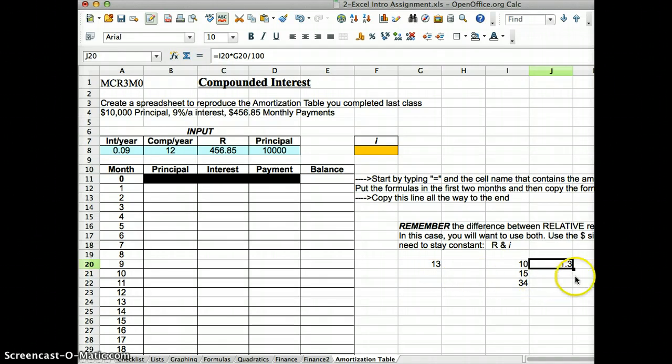If I drag this down, it's going to give me 0 because this cell is looking at I21 times G21. So I21 is 15, but G21 is empty. The 13%, the computer's looking for it below. To make sure that it doesn't change when I drag it down, that G20, I'm going to press F4.